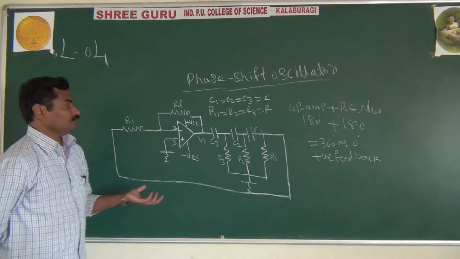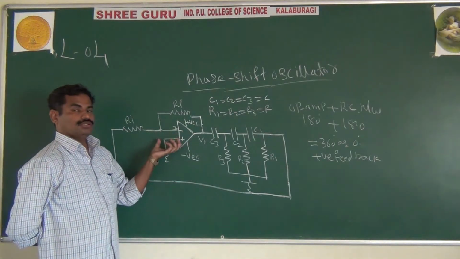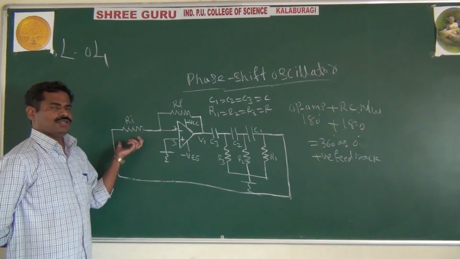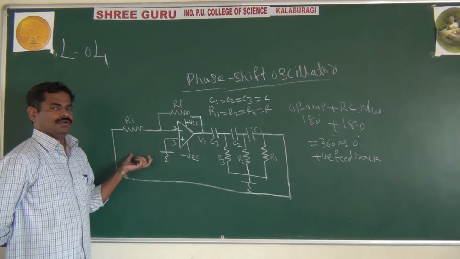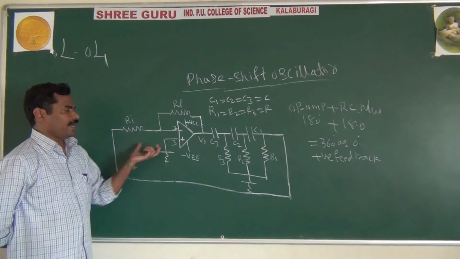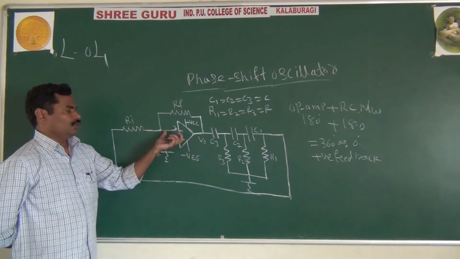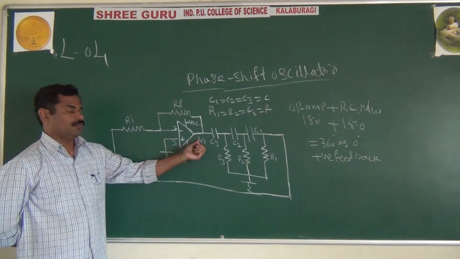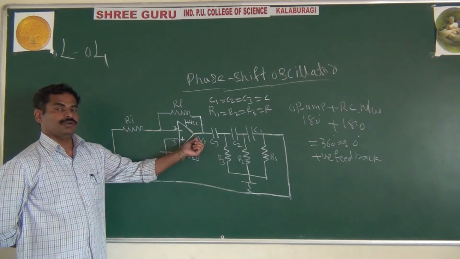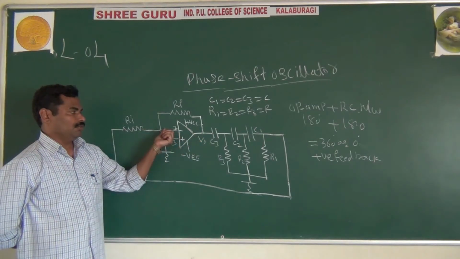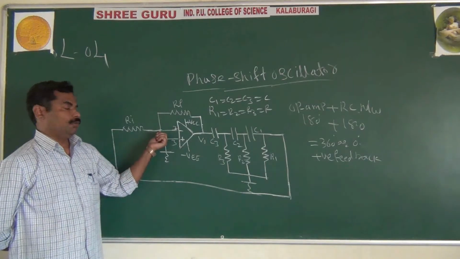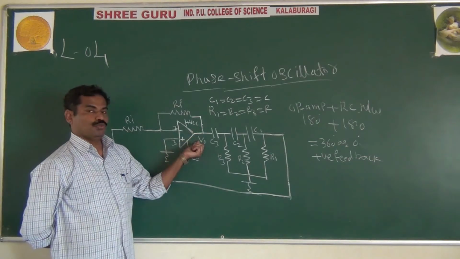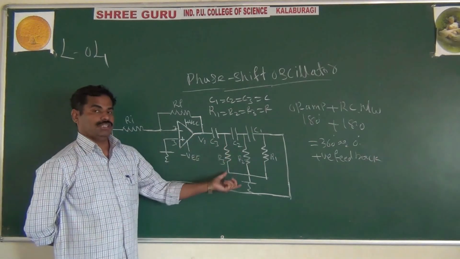Once again, to repeat: whenever you switch on the circuit, what happens? You have the noise voltage. The noise voltage is a sinusoidal signal. It has some frequency. This noise voltage acts as the input for your op amp. That noise voltage will be amplified, and the amplified output comes from the op amp, and that amplified output has the 180 degree phase shift, because you are using the inverting amplifier. As you know, the inverting amplifier will give the 180 degree out of phase. That 180 degree out of phase output will drive your RC network.